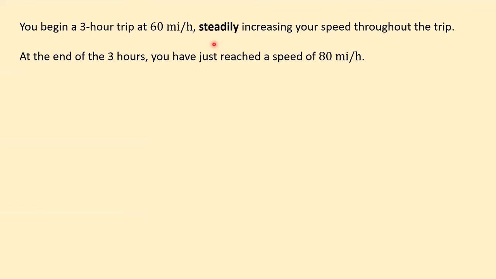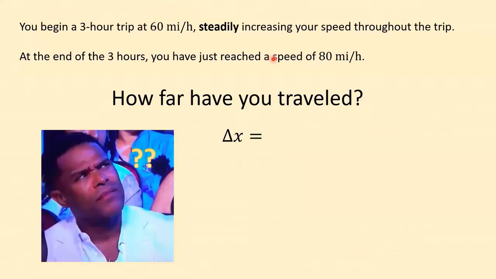And I'll walk you through it if it hasn't occurred to you. If you were just going 60 miles an hour the whole time, you would have gone 180 miles. If you were driving at 80 miles per hour the whole time, 80 times 3 would be 240. So we know it's somewhere in the middle, right? It's more than 180 miles that you traveled. It's less than 240. Well, what number exactly?